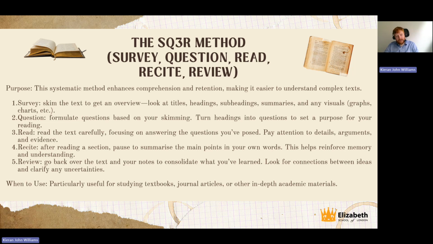And then we come to the final R, which is review. So this is looking back at the text again and looking back at your notes in order to consolidate what you have learned, to really make sure that it is kept inside your head. Okay, so look for any connections between ideas and see if you were confused. Maybe looking at it again can help to make you understand it a bit clearer. So again, this is very similar to the last one. It is particularly useful when you're looking at some details in depth.